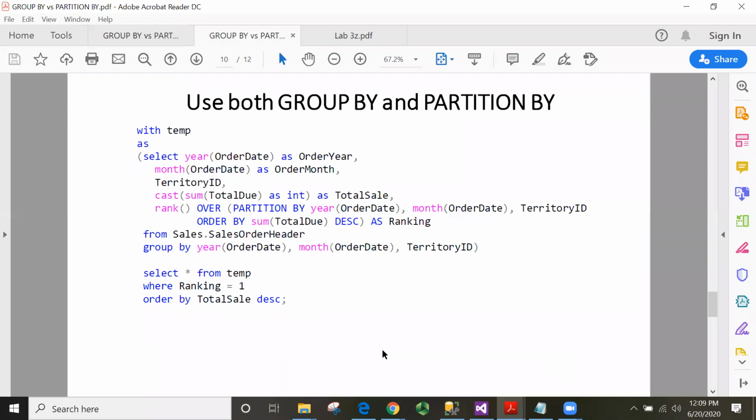Now partition by, right? We are partitioning by month, year, and territory ID. We're not good, okay? It looks like some classmates don't like it. What's wrong with it? They look so pretty. What's wrong with it? Those columns look so logical, so intuitive.